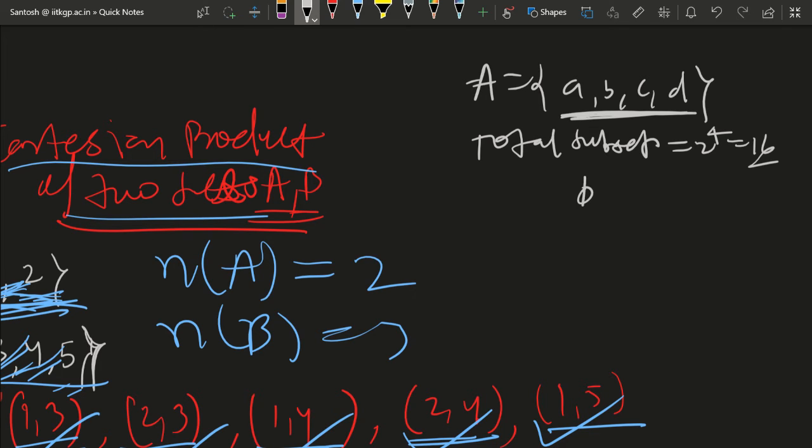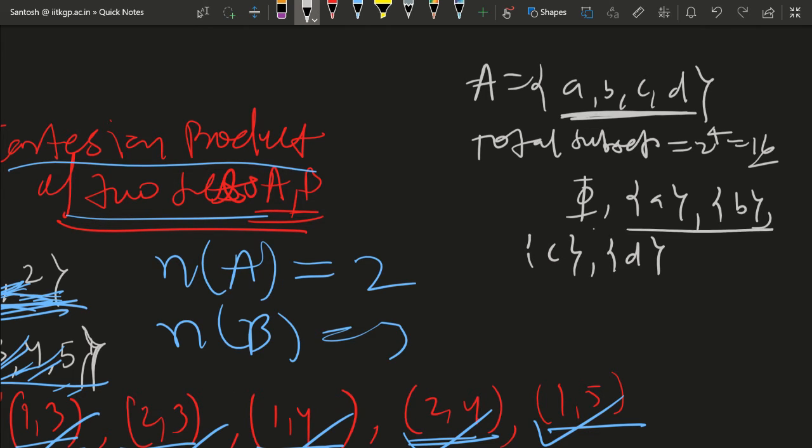If I want to write, the first subset is the empty set. Empty set means there is no element. So the smallest subset is the empty set. Then you can write singletons: set containing A, set containing B, set containing C, set containing D. Singletons means one element.